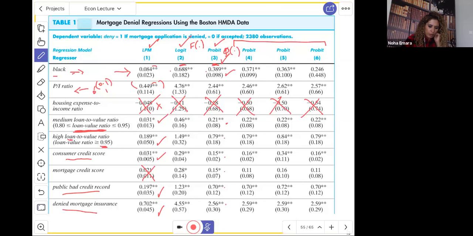The probability of deny is statistically significant. The loan to value ratio has a positive effect. Consumer credit score, when it's worse, increases the probability of deny. Same goes here. And public credit score, bad public credit score, increases the probability of deny. And same goes with the mortgage insurance.